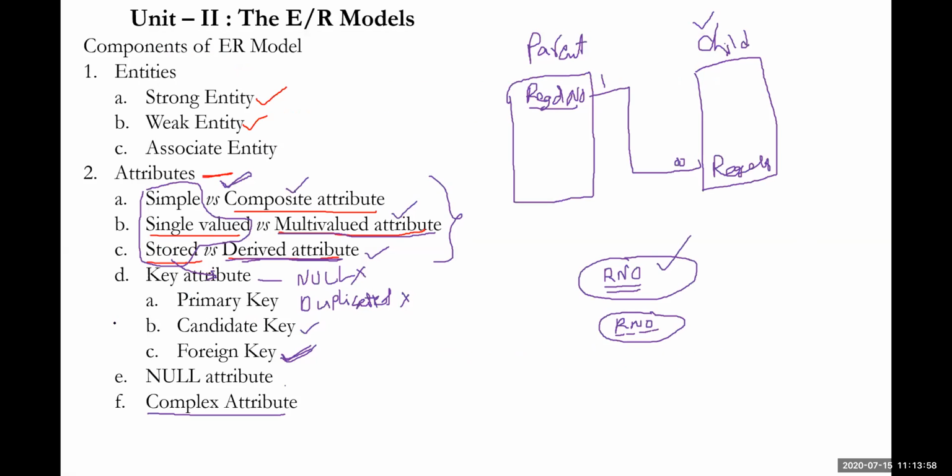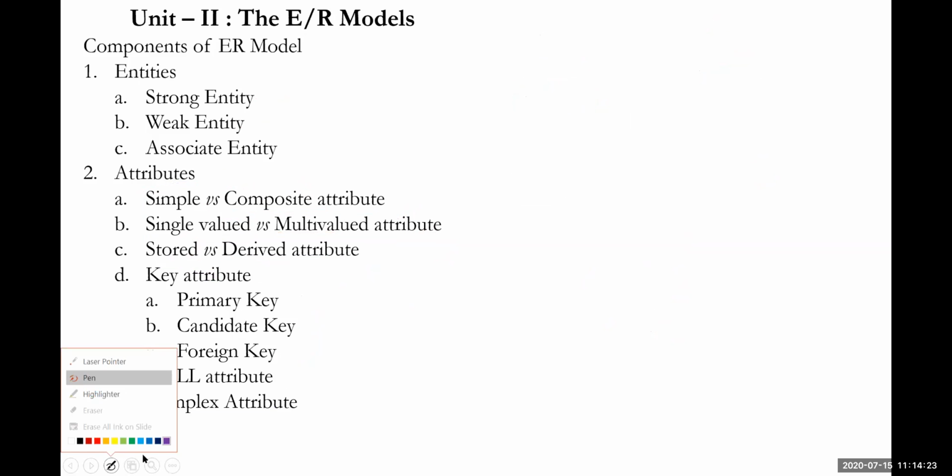So it is a combination of these three: composite, multivalued, or derived. Normally a derived attribute cannot be there here. Composite and multivalued combined together is called a complex attribute. So these are the different kinds of attributes available with us. Let me draw all the diagrams at a stretch for our understanding.